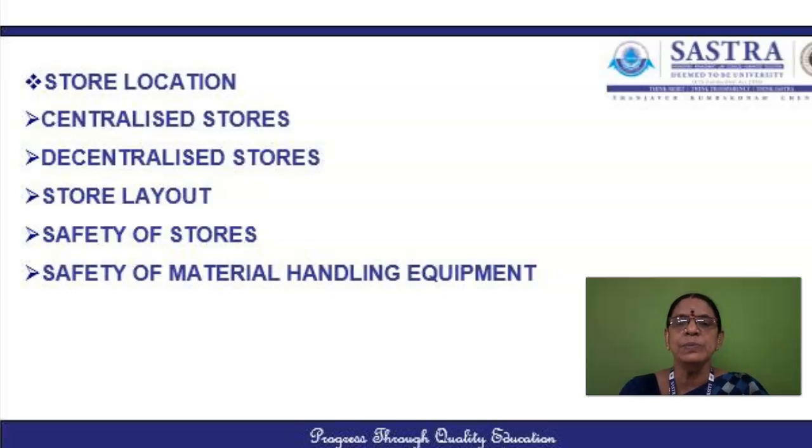Next is approachability by road and rail transport. Raw materials like coal, coke, and manganese ores should be stored in an open place in such a way that they can be easily removed by trucks, cranes and conveyors. Also, the location of the store should be approachable by road or rail transport.